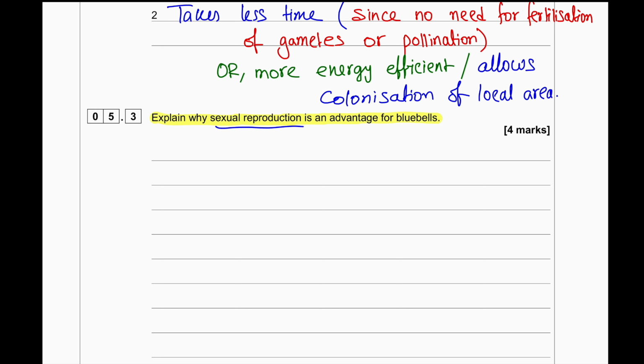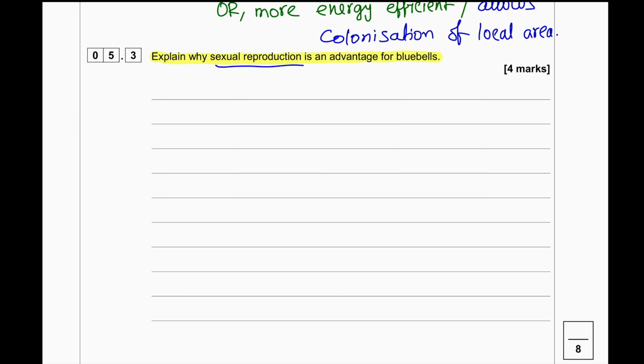So sexual reproduction uses meiosis to produce gametes. And this introduces variation within the population. So some individuals are better adapted to survive. So the answer can be written in this way. Sexual reproduction results in genetic variation in offspring.